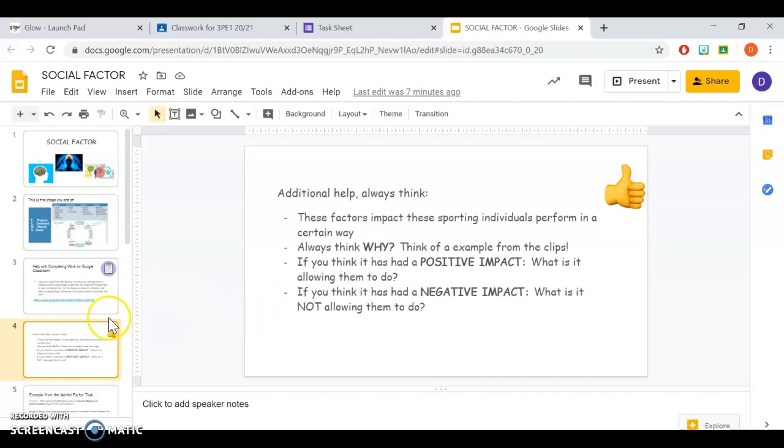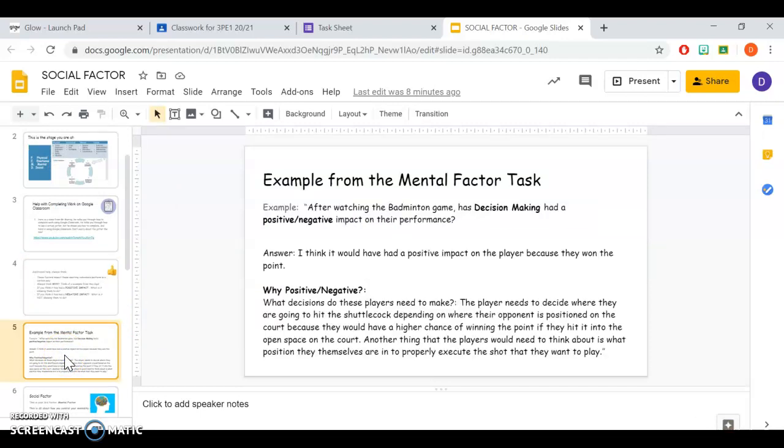Show me your understanding. Now, an example from the mental factor task, this person here provided an exceptional answer when we looked at the mental factor, specifically being the sub-factor decision making. So they went on to say for their answer, if they thought it was positive or negative, I think it would have a positive impact on the player because they won the point. Okay, that's fine, but now they've went into real depth and they've told me why. The player needs to decide where they are going to hit the shuttle depending on where their opponent is positioned on the court, because they have a higher chance of winning the point if they hit it into the open space of the court. That alone is an exceptional answer.